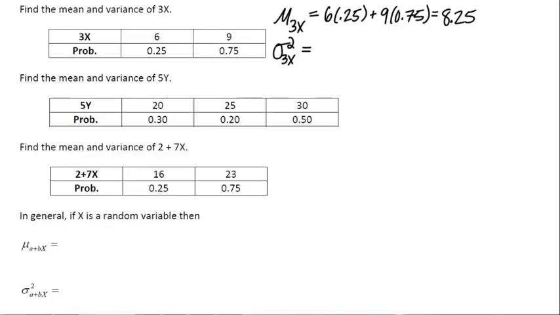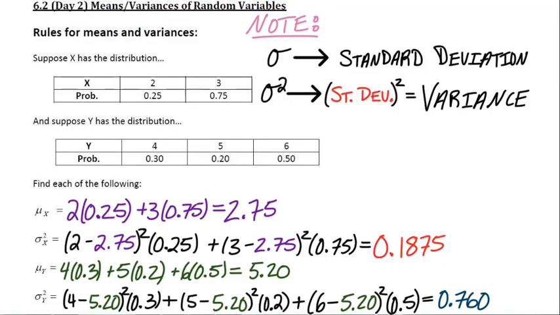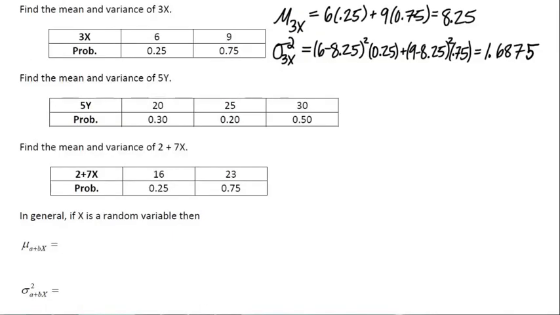And if you think the answer is just going to be 3 times the old variance, you're warm, but that's not exactly correct. So we could calculate this, 6 minus the mean, square it, probability, plus, and do the same thing for 9, right? Minus the mean, square it. We actually get 1.6875. So that's more than just 3 times our old variance. The variance that we got for x before was 0.1875. So this new variance is actually bigger than 3 times the old variance.